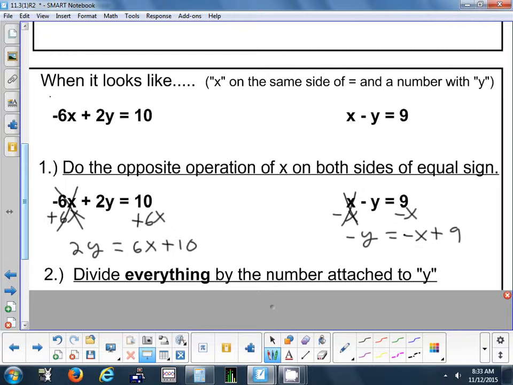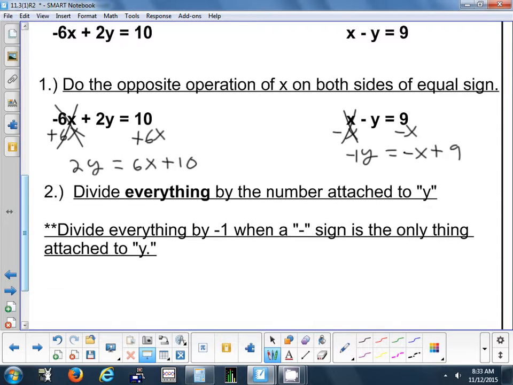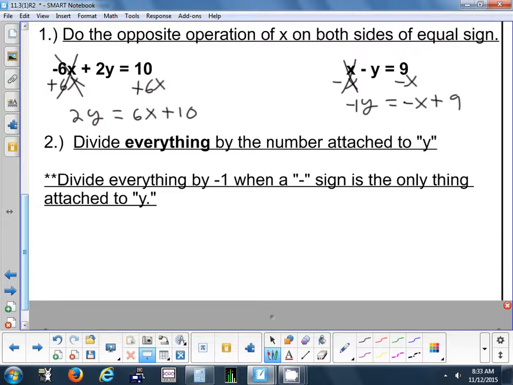y still isn't by itself. Okay, what's next to y in the first one? 2. Okay, be careful. What's next to y in the second one? What number? Not 1. If you want to squeeze it in there, it's a -1. So now you're going to divide everything by the number attached to y. Okay, and here's what we just said. If all you have is a negative sign, and you want to squeeze in the 1, that's fine. Okay, put in that -1.